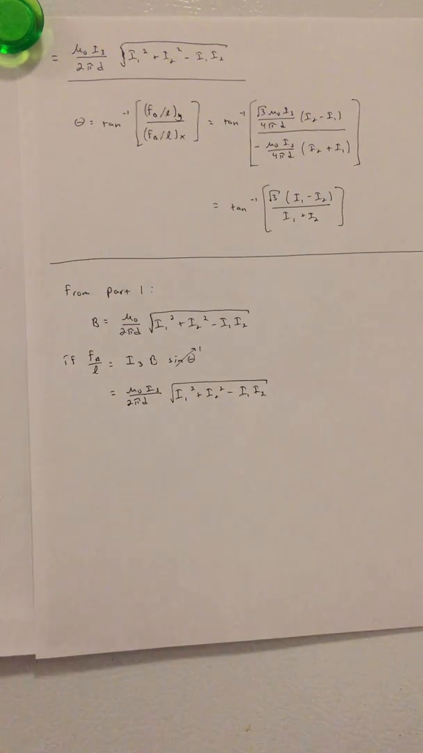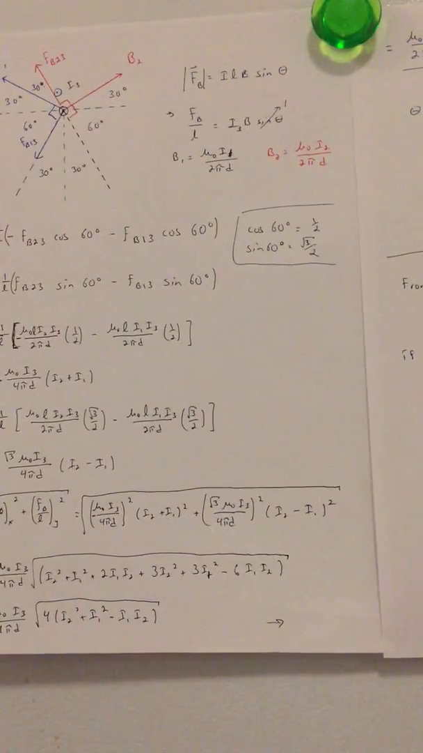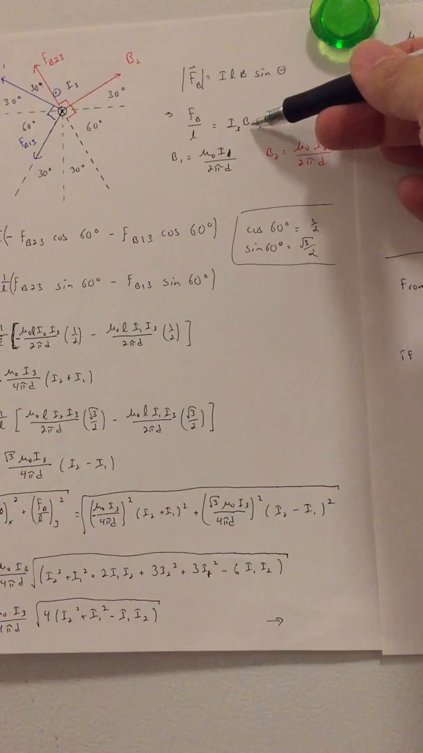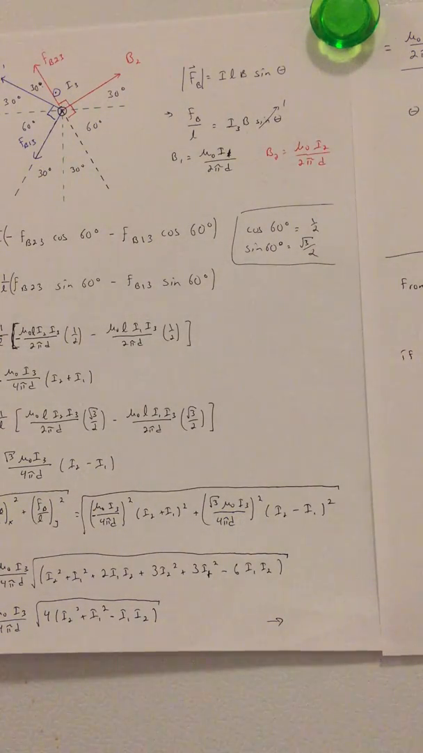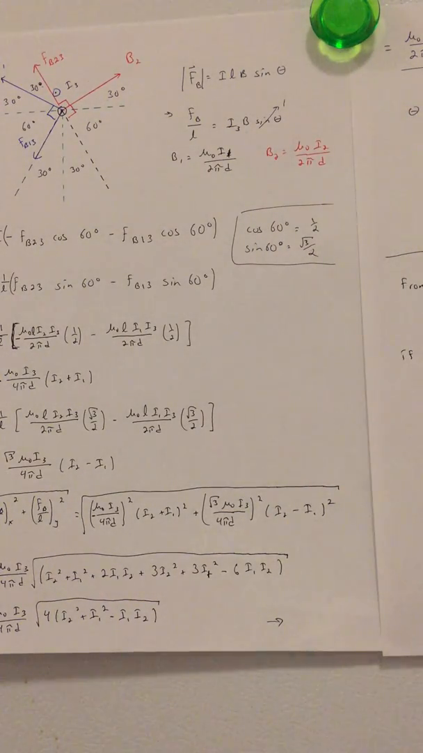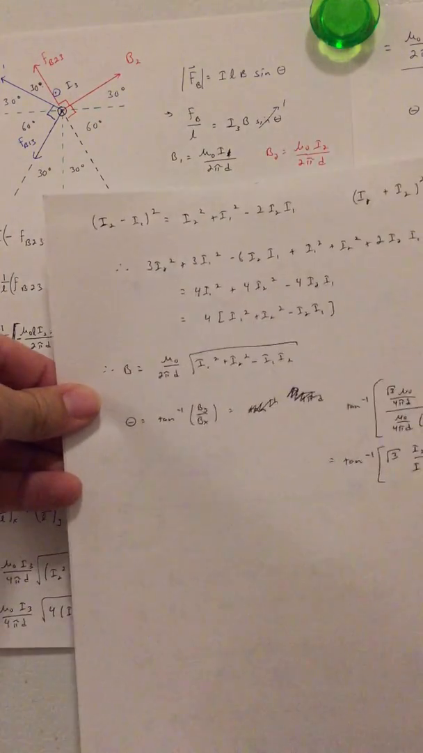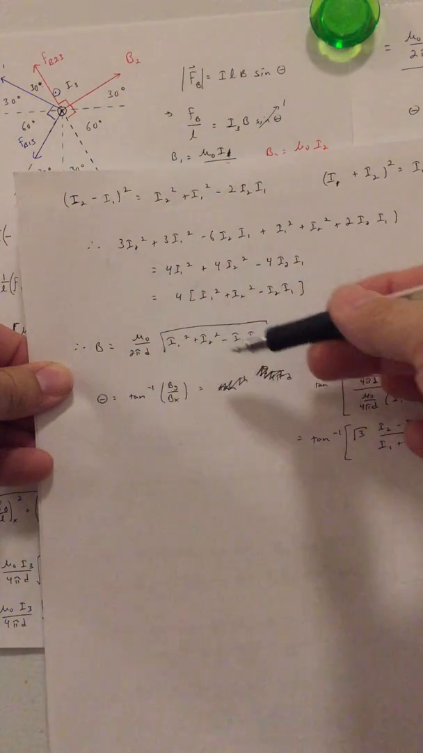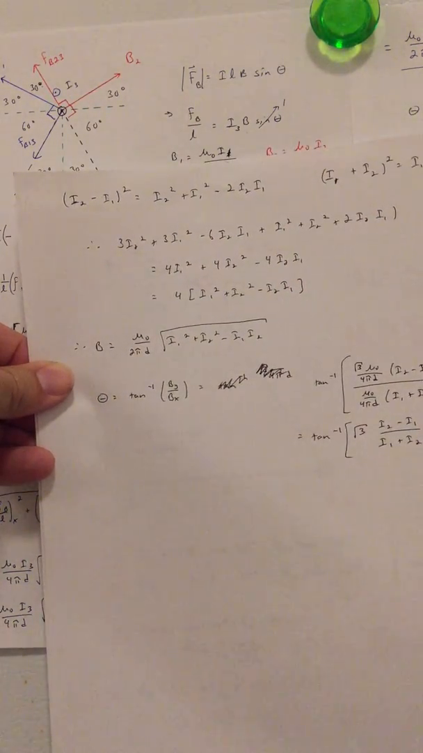All the way back here, we had realized that we've already found this B field in the first part of the problem. I didn't want to go this route because I wanted you to see this step by step. But we did find this B field in the first part of the problem. And let me remind you what that result was. It's here. Mu naught over 2 pi d root I1 squared plus I2 squared minus I1 I2.